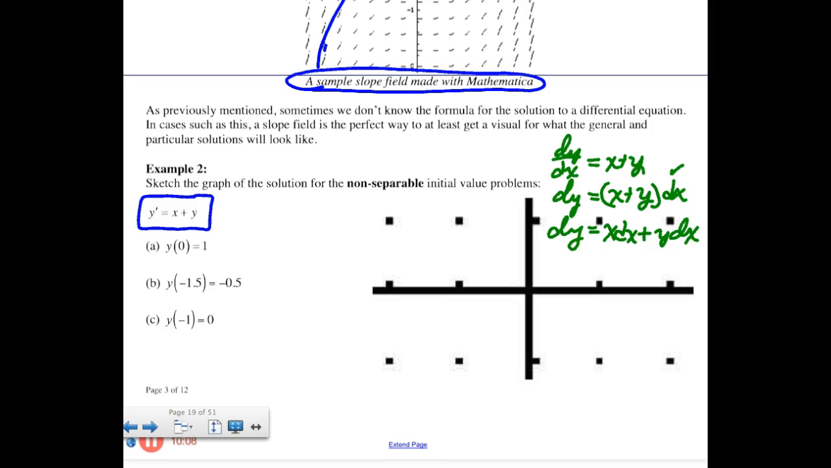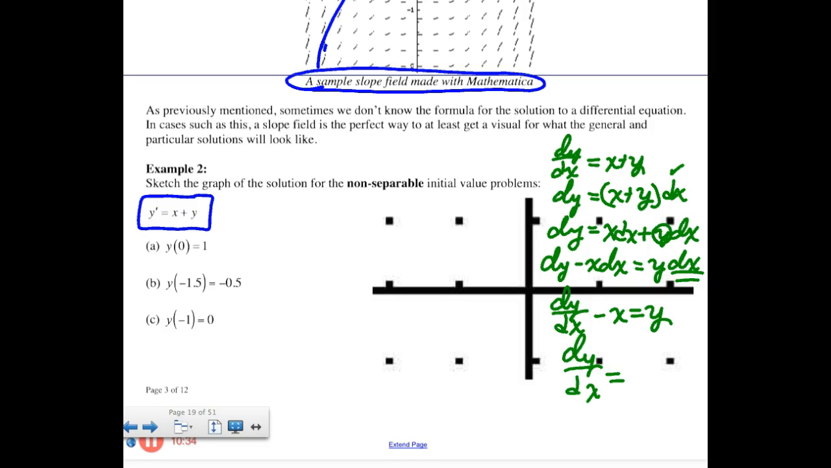Okay, what am I trying to solve for? I'm trying to solve for y, Mrs. LaRude. Okay, well then let's get everything else out of the way. Let's do dy minus x dx is equal to y dx. And again, I'm attempting to try to solve this analytically. Now I'm just going to divide everything through by dx, and I'll get dy dx minus x is equal to y. Oh boy, now I've got dy dx is equal to y plus x.